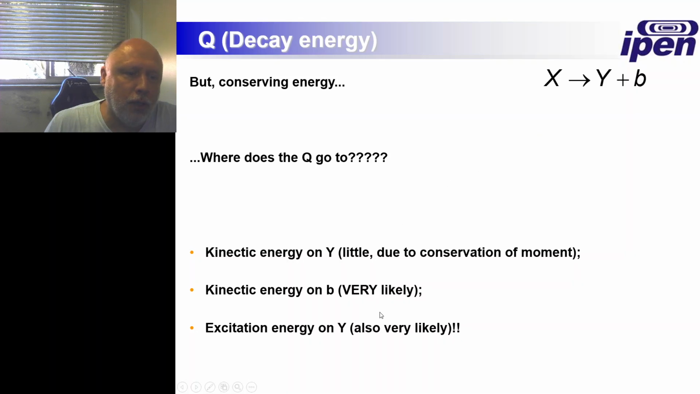But there's also the excitation energy on this one, and this is very likely and very important too, because sometimes this particle takes a lot of the energy away, this one takes a bit, and there's still some change, and the change is left as excitation energy of this one. The process is too quick. Y doesn't have time to be produced in the most stable configuration possible, so it's still excited and it will decay.